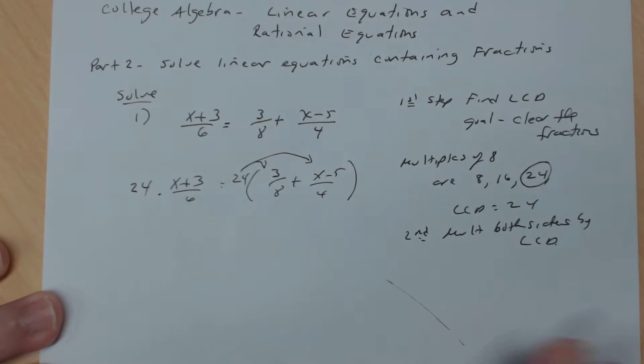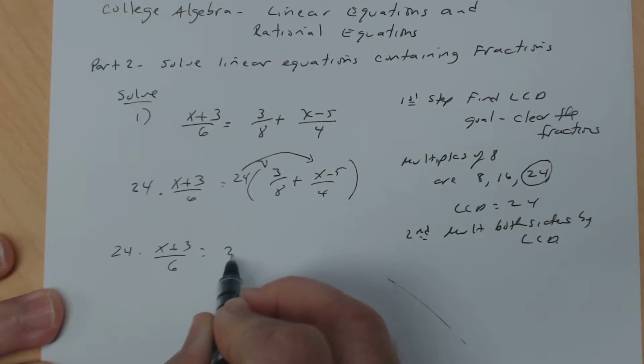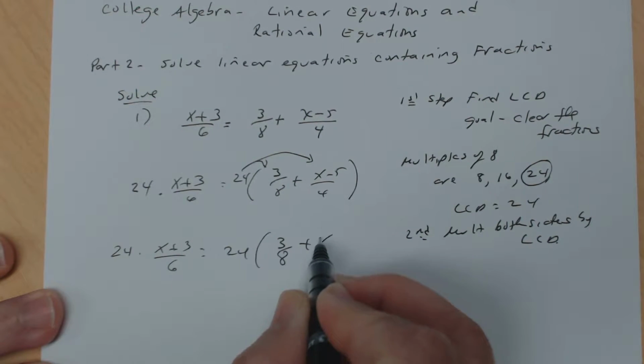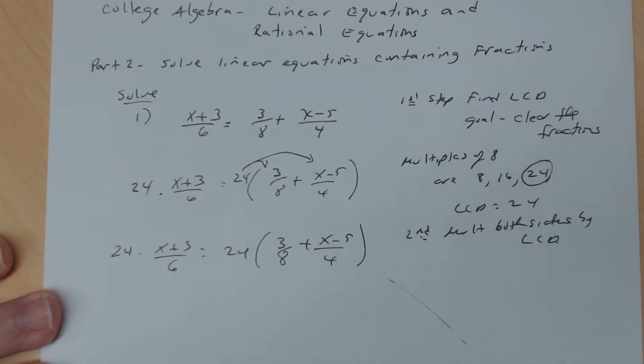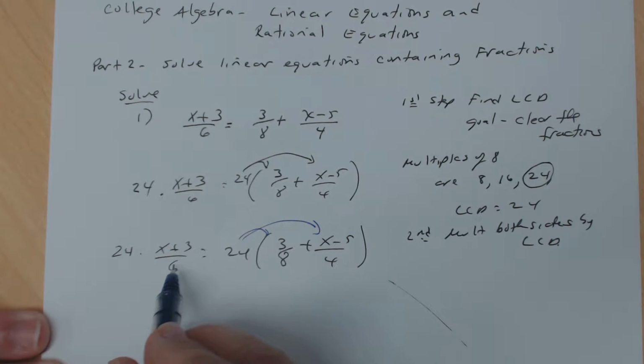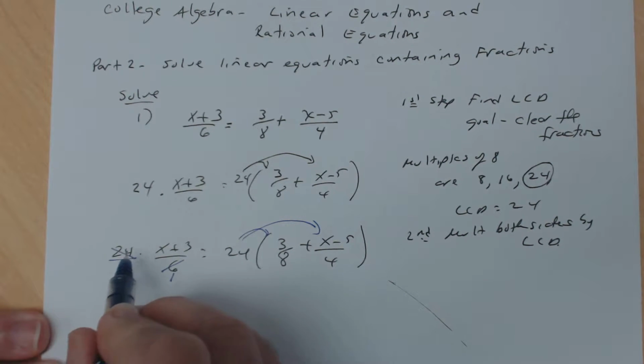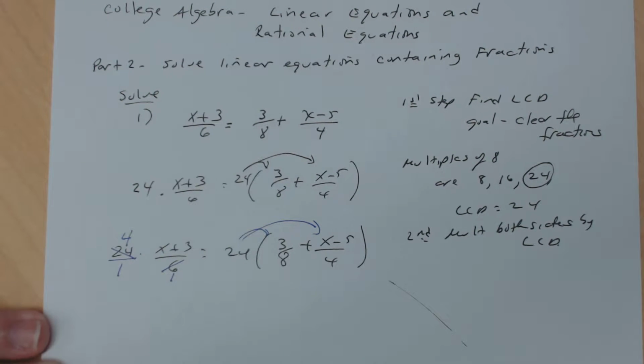Okay, so I'm going to go ahead and rewrite this. So I've got 24 times (x plus 3 divided by 6) equals 24 times (3/8 plus (x minus 5) divided by 4). All right, so now we're going to distribute right here. And then over here, I'm just going to have this fraction times this fraction. Remember, we're multiplying fractions. Remember, this is going to be 24 over 1. So in multiplying fractions, we're going to reduce first. So 6 and 6 is 1. 6 and 24 is 4. Now be careful. If you're not careful, you're going to say this is going to be 4 times x is 4x plus 3. It is not 4x plus 3.